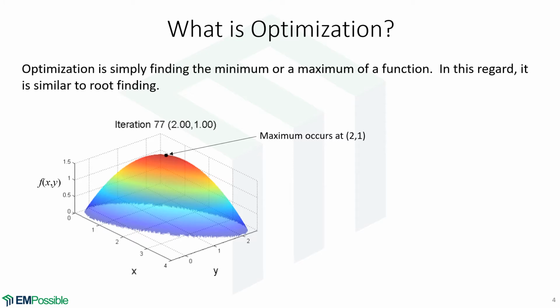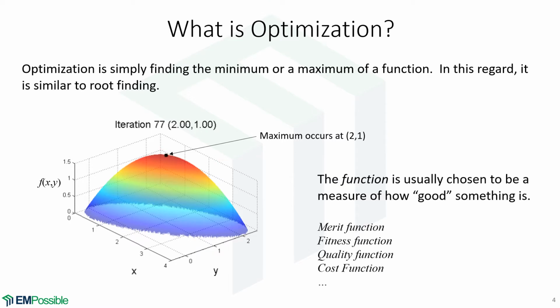So what is optimization? Optimization is where we have some function and we're trying to find minima or maxima. I plotted a little function here and there's a maximum sitting right at a point, and we're trying to figure out what values of x and y get us to this maximum point.